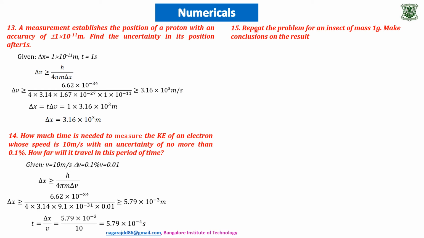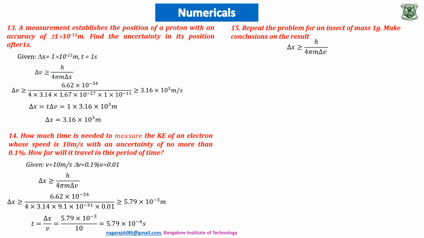Repeat the same problem for an insect of mass 1 gram. See, here I have taken an electron. Now I have to take the insect, which is also moving with a speed of 10 meter per second, but the mass of the insect is 1 gram. And based on the calculations, you have to make the conclusion. So make a conclusion on the result.